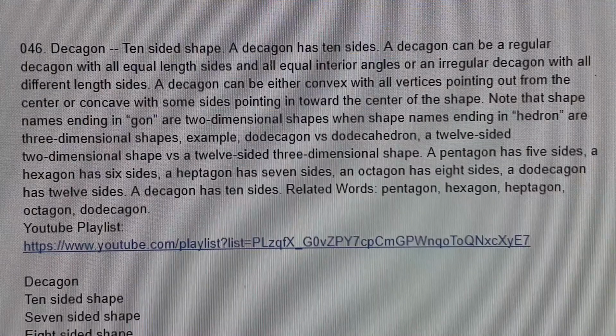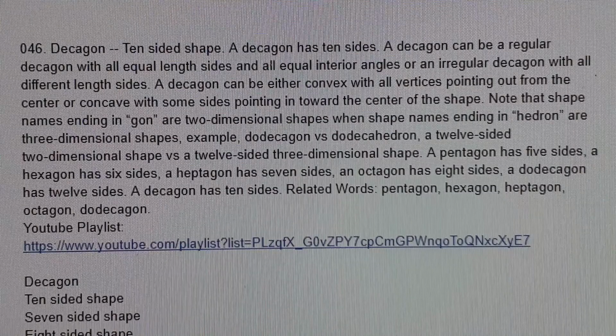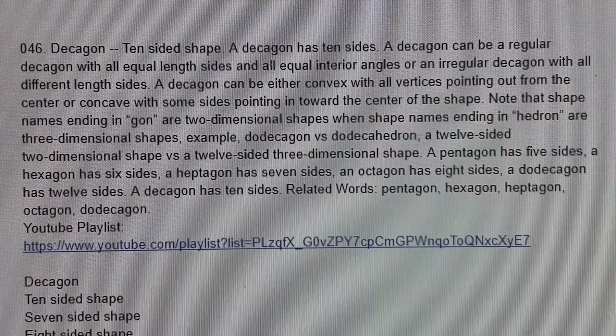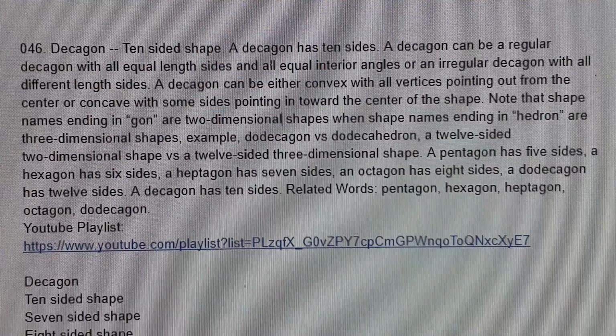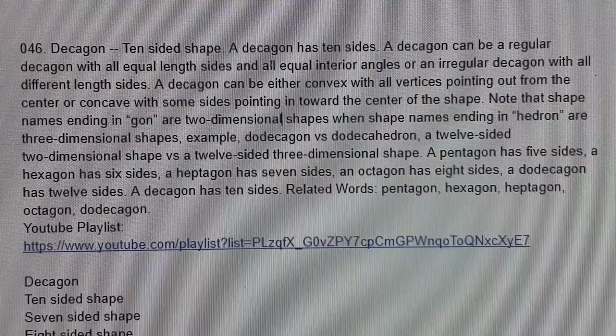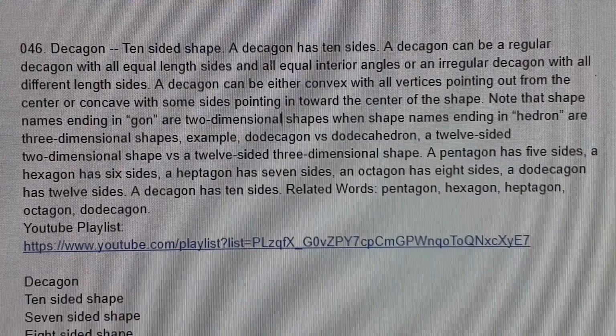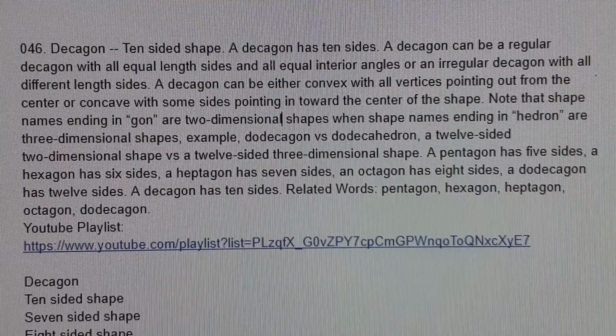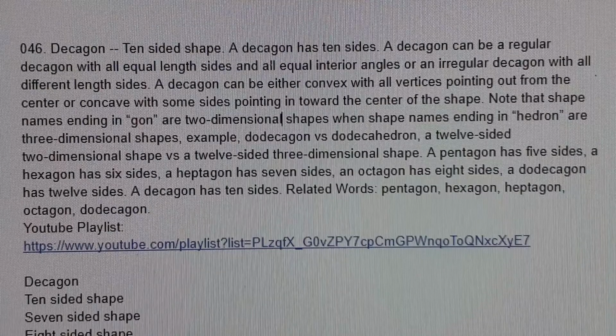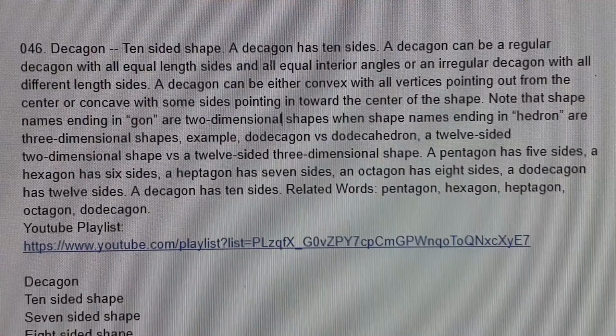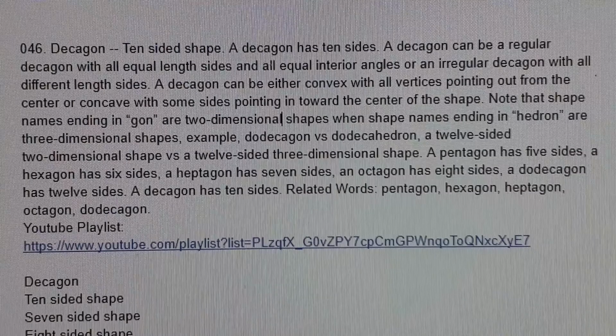Note that shape names ending in gon are two-dimensional shapes, while shape names ending in hedron are three-dimensional shapes. Example, dodecagon versus dodecahedron, a 12-sided two-dimensional shape versus a 12-sided three-dimensional shape.